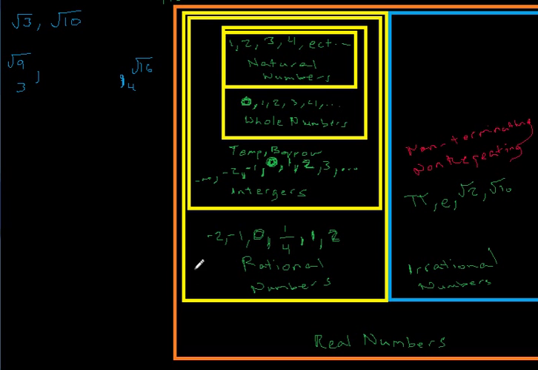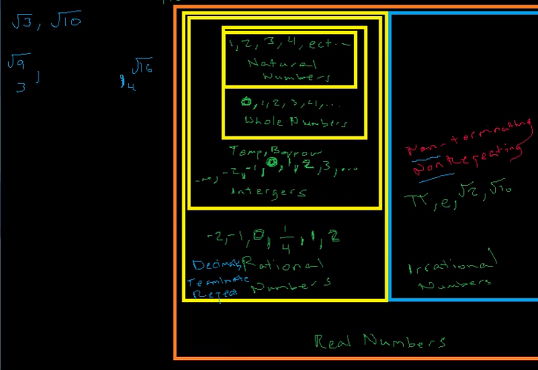Rational numbers include decimals that terminate or repeat. And irrational numbers have decimals that do not terminate and do not repeat.